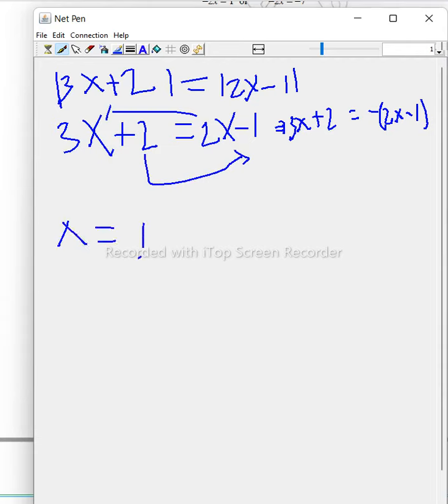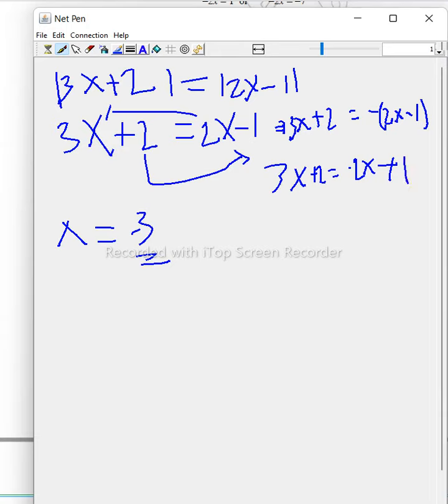which is 1. Sorry, not 1. Here we have minus 1 minus 2, which is minus 3. So x is minus 3. For the second equation, here we have 3x plus 2, here we have negative times 2x, which is negative 2x. Again plus, because minus times minus is plus. Minus 1 times minus is equal to 1.